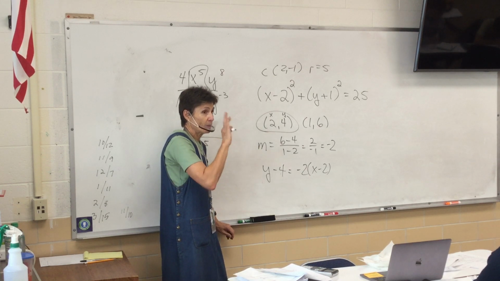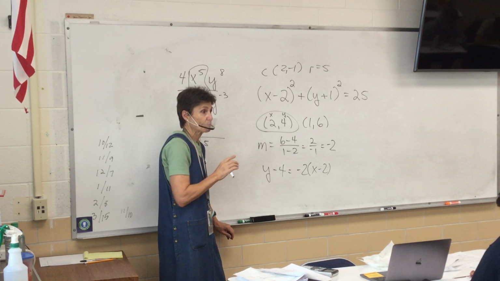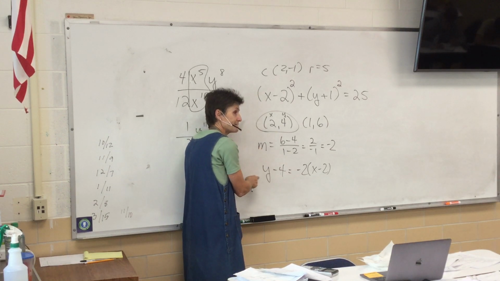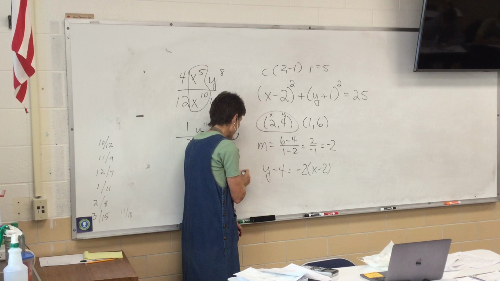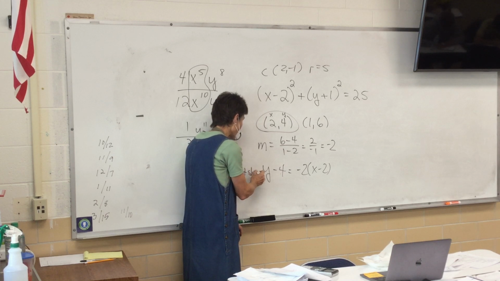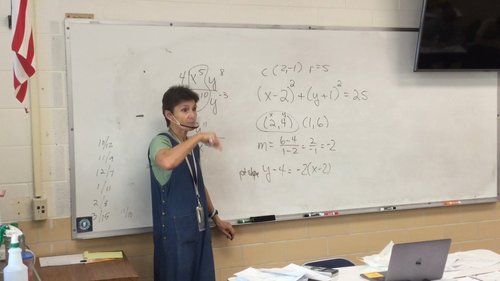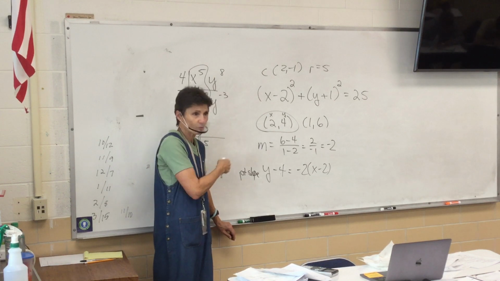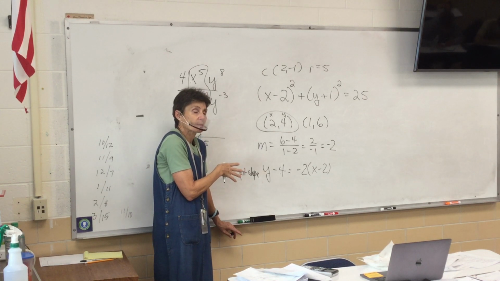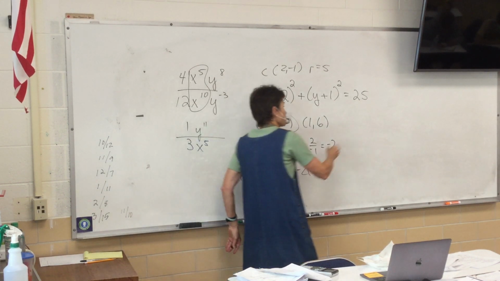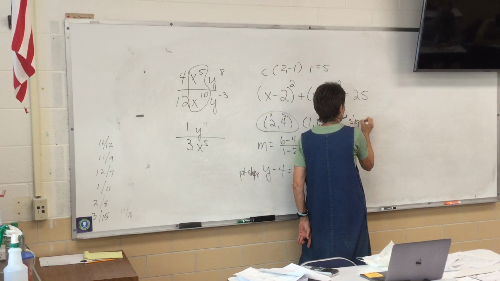Now, there'll be directions on your test. What form is this? This is point slope. So if the directions say answer in point slope, then you're done. That's it.